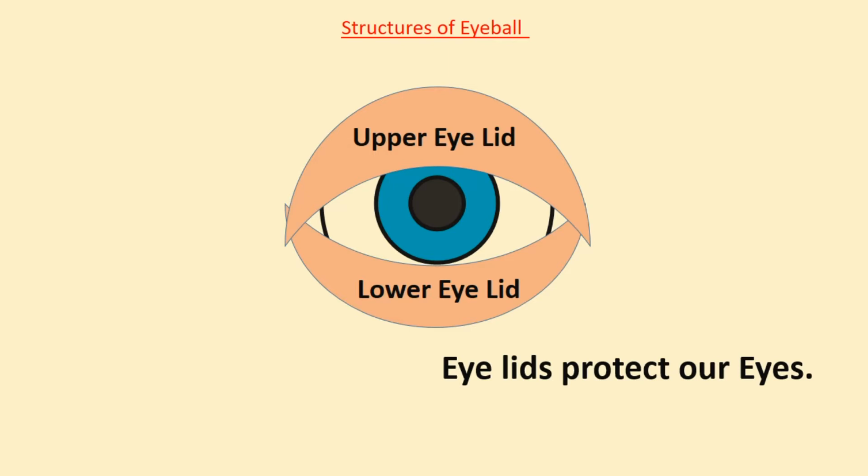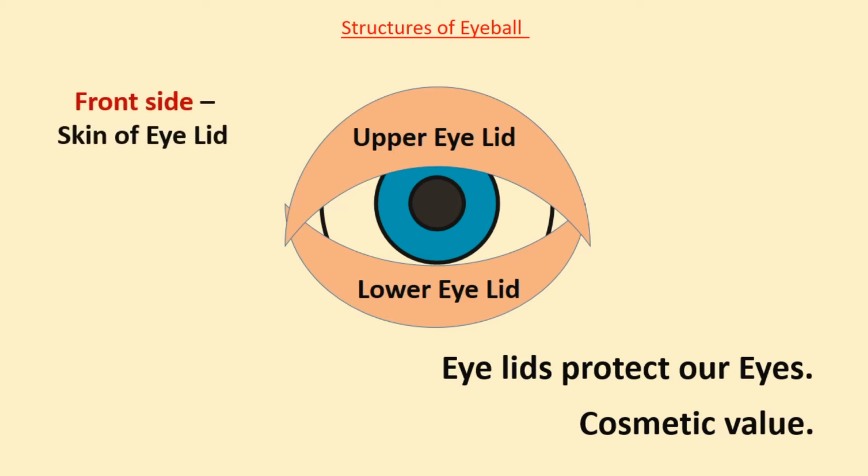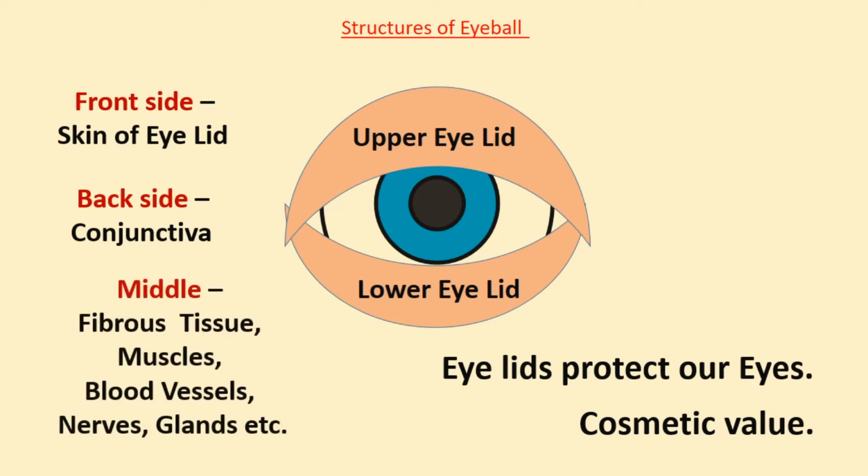But besides protective function, the eyelids have some cosmetic value as well. Imagine how our face would have looked without eyelids. The front side of the eyelid is covered with a thin skin. The back side is covered with conjunctiva, about which I will talk a little later. The middle portion of lid has fibrous tissue, muscles, blood vessels, nerves, glands, etc.